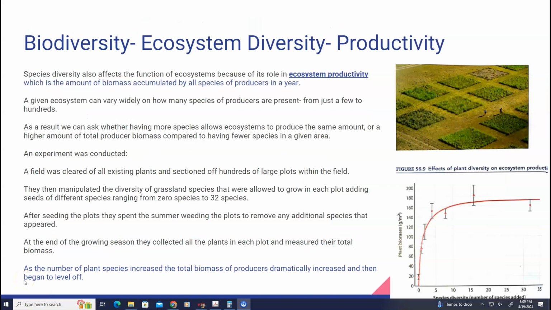Species diversity also affects ecosystem productivity, which is the amount of biomass accumulated by all species of producers in a year. A given ecosystem can vary widely in how many species of producers are present, from just a few to hundreds. As a result, we can ask whether having more species allows ecosystems to produce the same amount or a higher amount of total producer biomass compared to having fewer species in a given area. Here there was an experiment conducted, which you can read about.